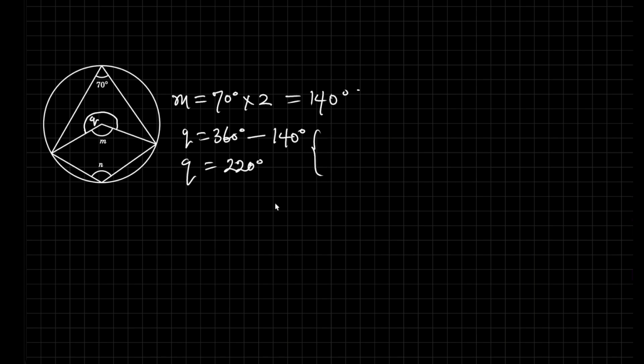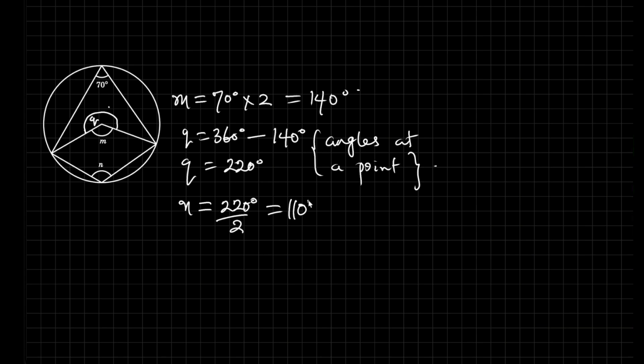Remember to add that the relationship here is angles at a point. Right. So to find n, you just match this and this together. n equals 220 divided by 2, which is 110 degrees. Now, one last thing before I end this video.